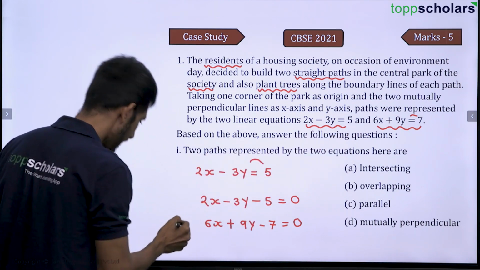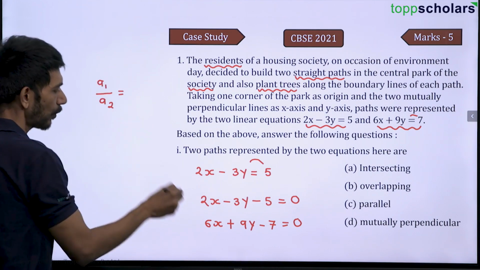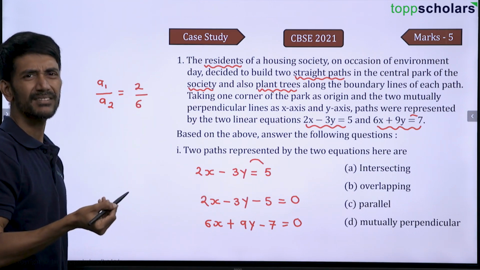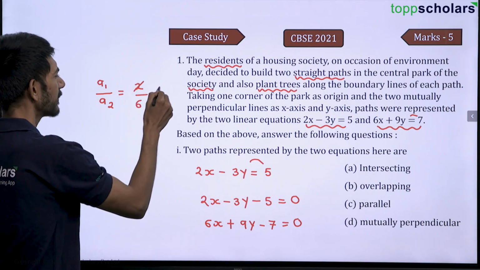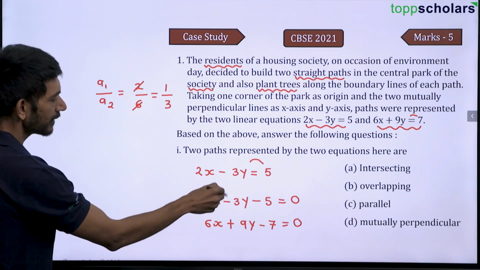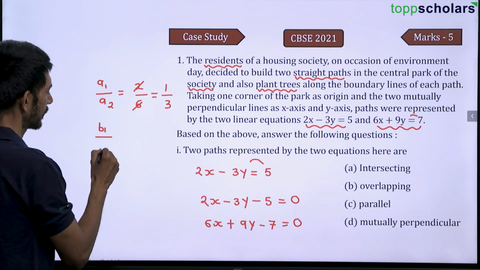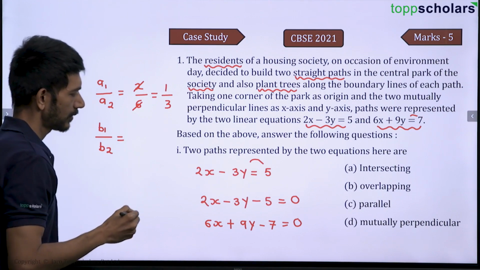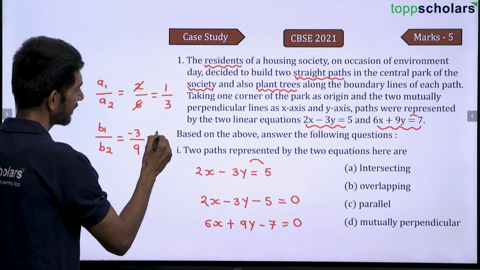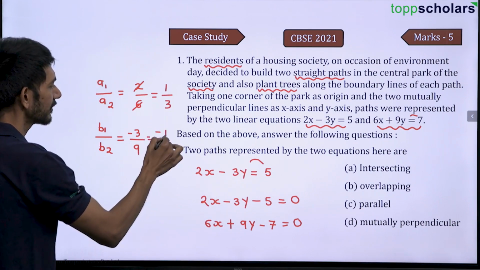So here I can take a1 by a2, the ratio a1 by a2. What will be a1 by a2 here? Can I say it is 2 by 6? 2 by 6 is nothing but 1 by 3. If you want to keep it as 1 by 3, you can keep it as 1 by 3. Then if I take b1 by b2, that is minus 3 by 9. Can I say this is minus 1 by 3? This is 1 by 3. This is minus 1 by 3.